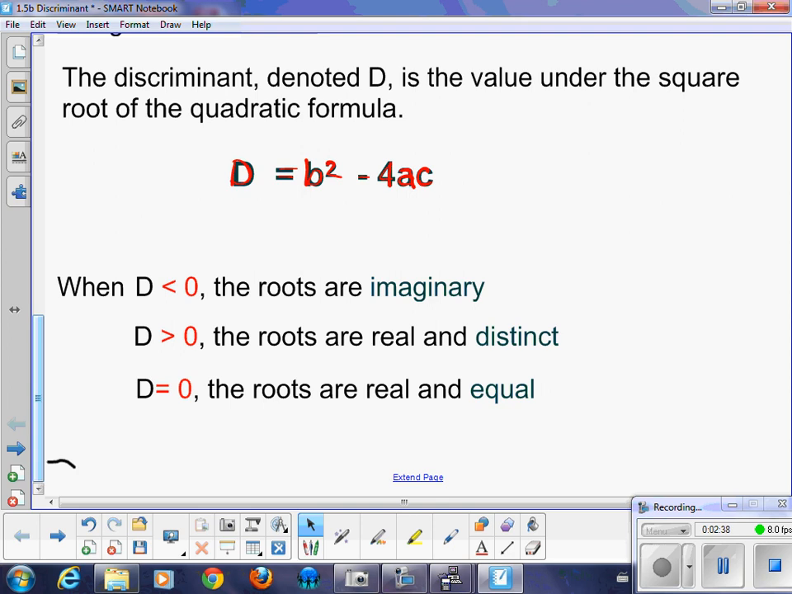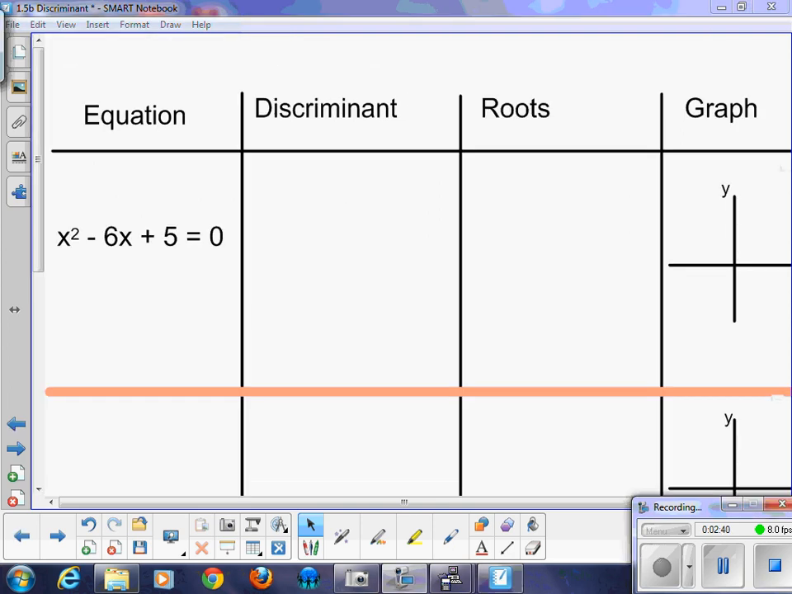When we look at the table in front of you on the second page, we have three different equations. In the next column, we're going to calculate the discriminant, and remember, the discriminant equals b squared minus 4ac. We're going to talk about what kind of roots that creates, and we're going to look at what the graph actually looks like in that case.